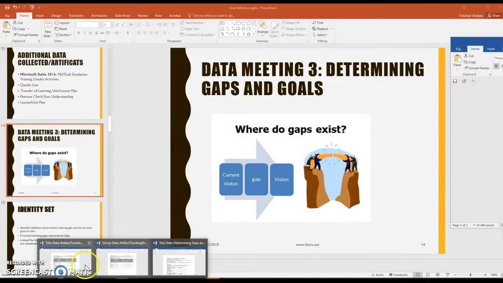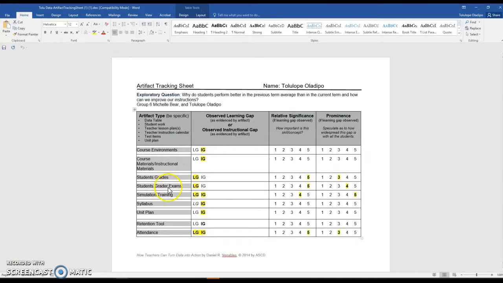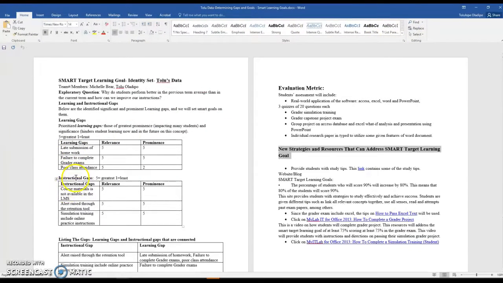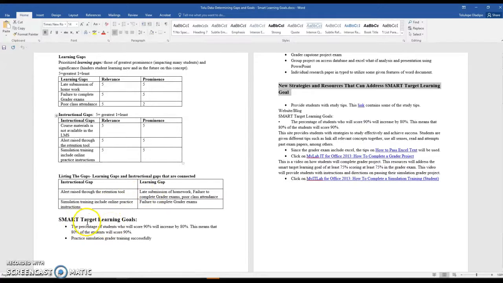artifacts that there were so many gaps we identified, but from all of these gaps we selected the ones we felt were most relevant. We reviewed them, and then we selected the learning gaps that are most relevant and prominent, and the instructional gaps that are most relevant and prominent. From there, we set the SMART target learning goal. I'm going to show that to you in a minute.